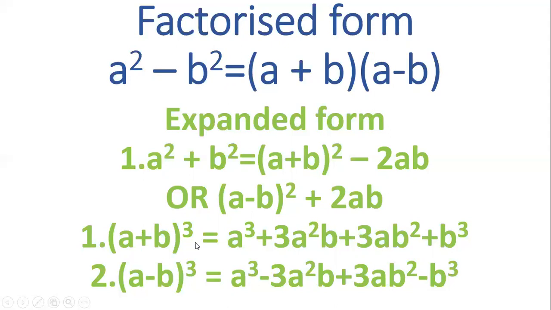(a plus b) whole cube is equal to a cube plus 3a square b plus 3ab square plus b cube. Likewise, (a minus b) whole cube is equal to a cube minus 3a square b plus 3ab square minus b cube.